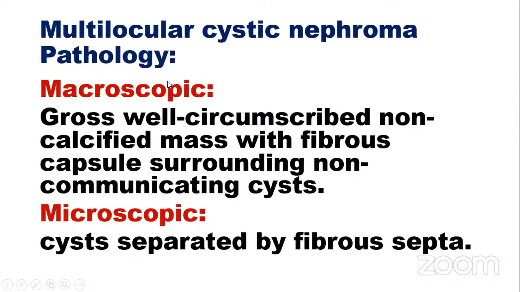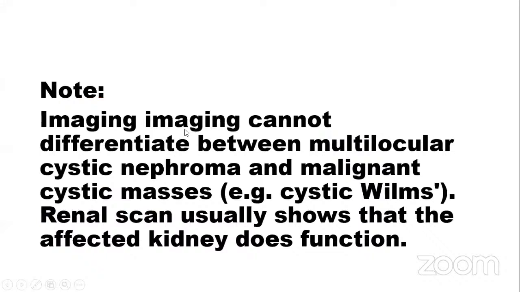The multicystic nephroma pathology. Grossly, it is a circumscribed non-calcified mass with a fibrous capsule surrounding non-communicating cysts. This is macroscopic. Microscopically, the cysts are separated by fibrous septa. Note that imaging cannot differentiate between multilocular cystic nephroma and malignant cystic masses. This is the image. The renal scan usually shows that the affected kidney does function.